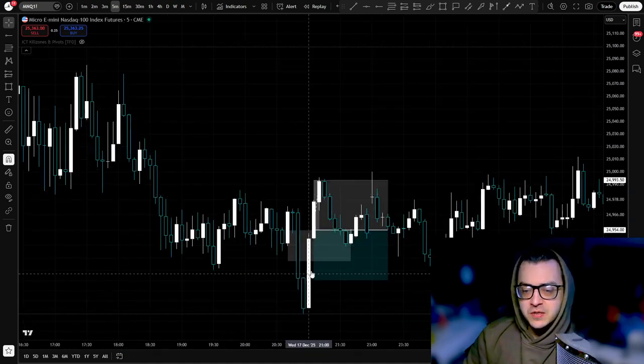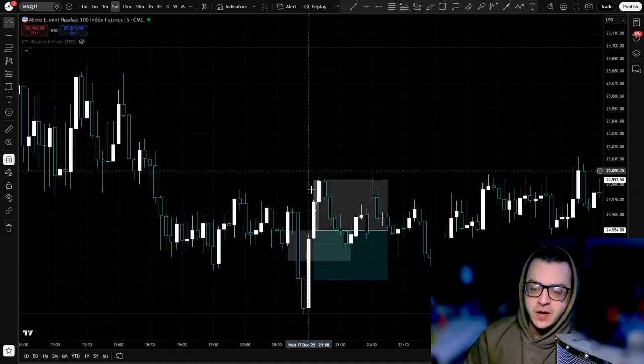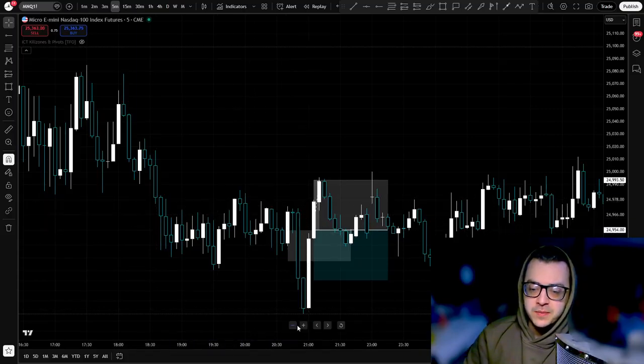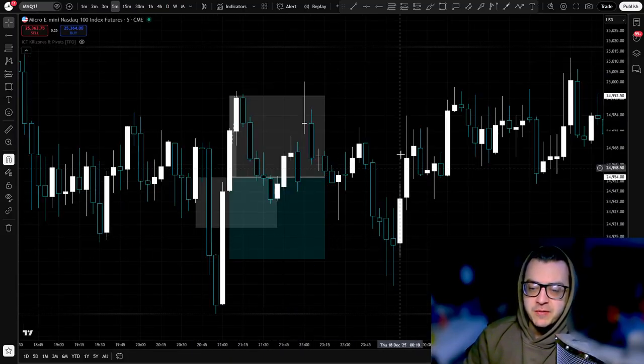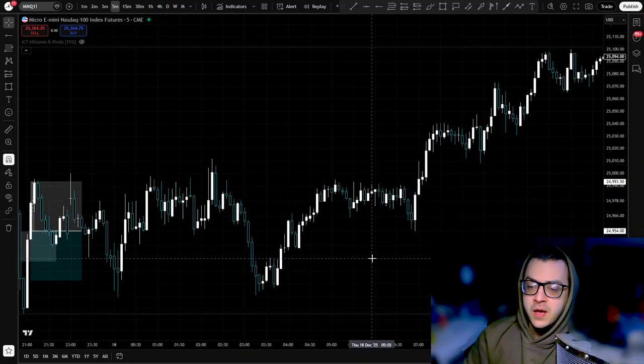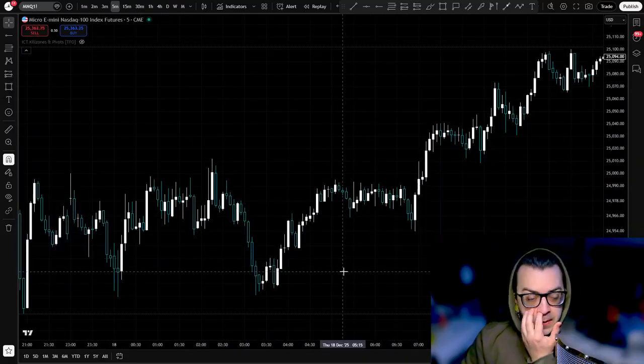I thought after so long consolidating, this kind of looked pretty light bulb to me in terms of like accumulation, manipulation, and then distribution, but we never got there, as you can see, and started to chop more. So in the end this was just a scale 1 and break even trade.